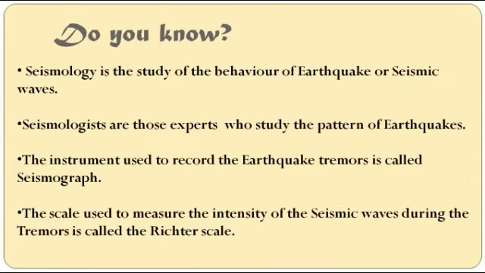The instrument used to record earthquake tremors is called a seismograph. One of the records tells us about the magnitude, how much magnitude it has reached, whether it is 4 or 6, whatever the magnitude is. Then the scale used to measure the intensity of the seismic waves during the tremors is called the Richter scale.